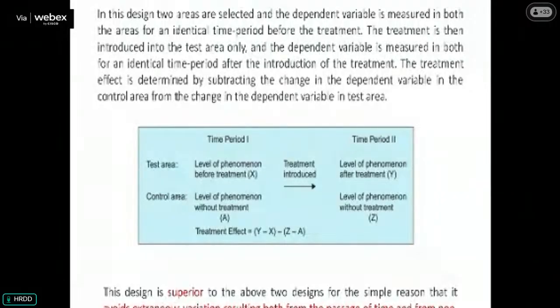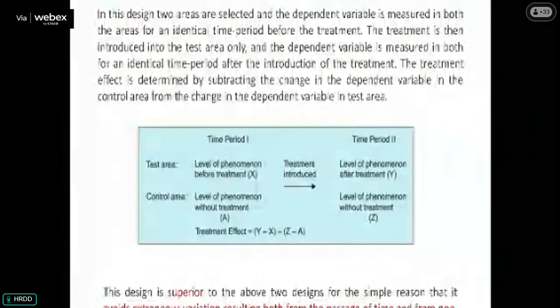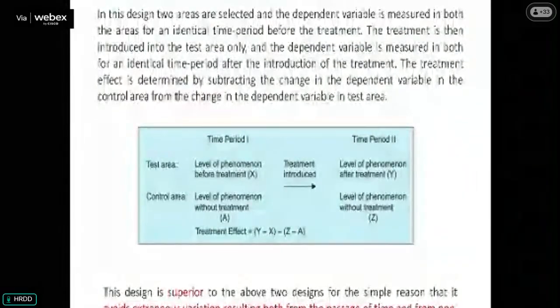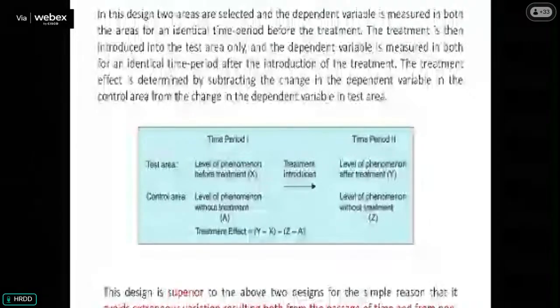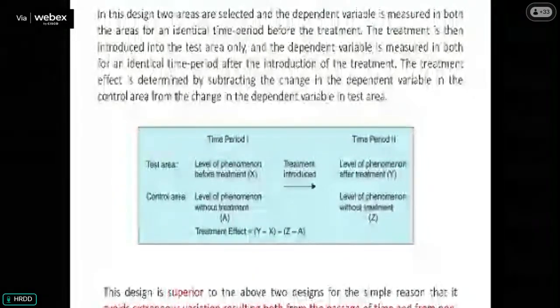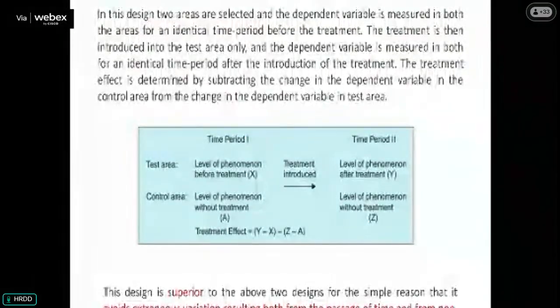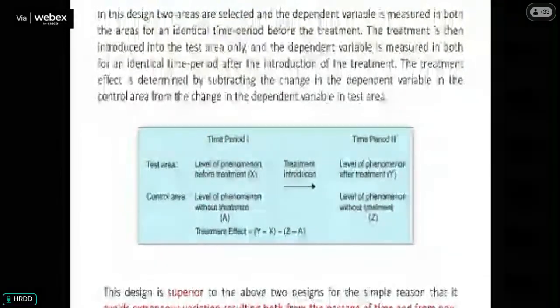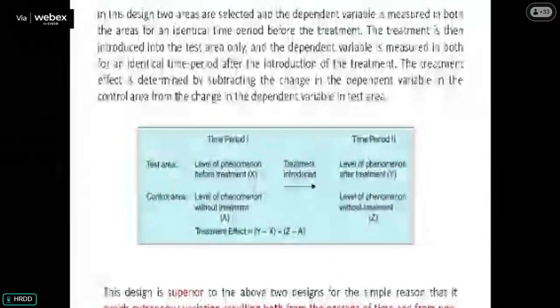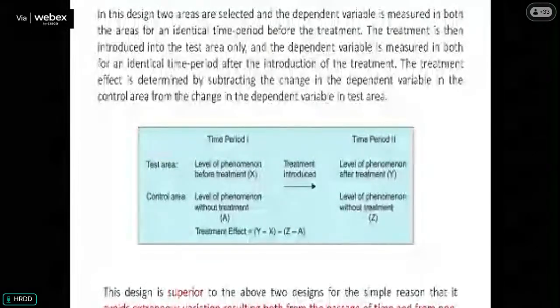So before also you will do, and after also you will do, in the control design. Same, both combined. Okay, simple. In this design, two areas are selected and the dependent variable is measured in both the areas for an identical time period before the treatment. Okay, before the treatment, he has done it. The treatment is then introduced into the test area only, and the dependent variable is measured in both for an identical time period after introduction of the treatment.